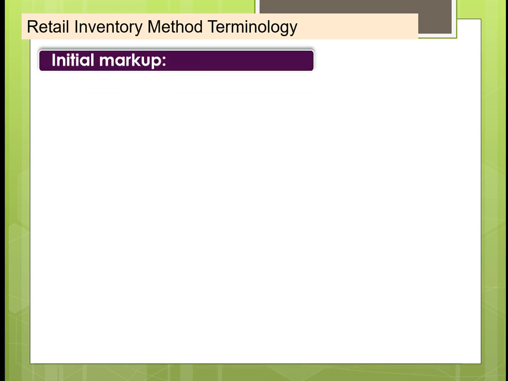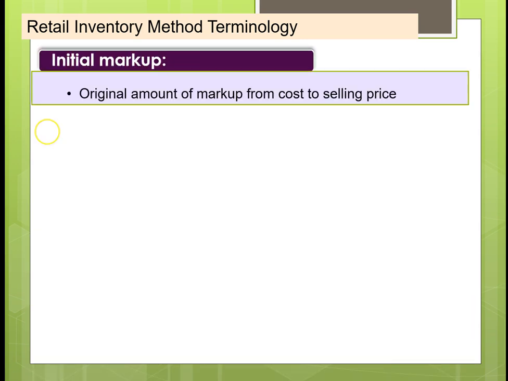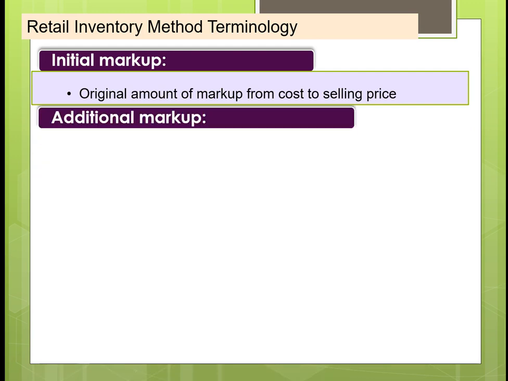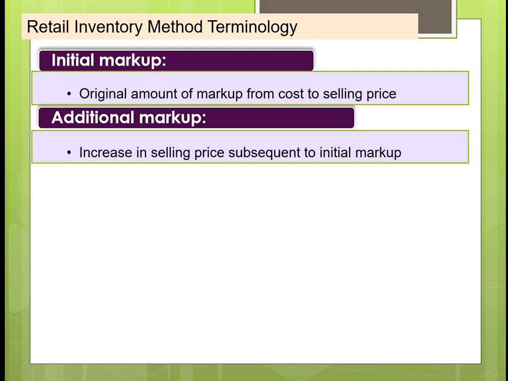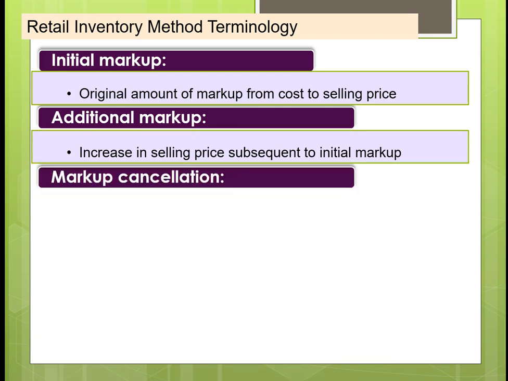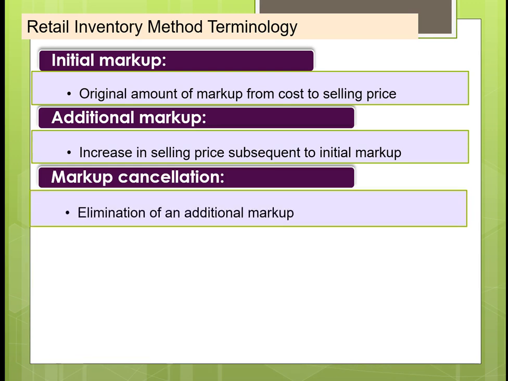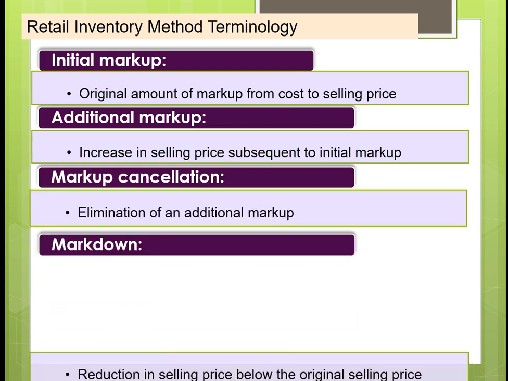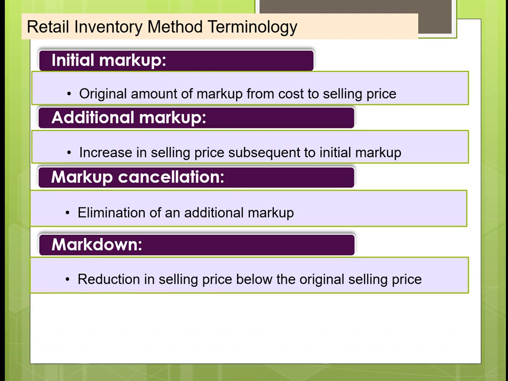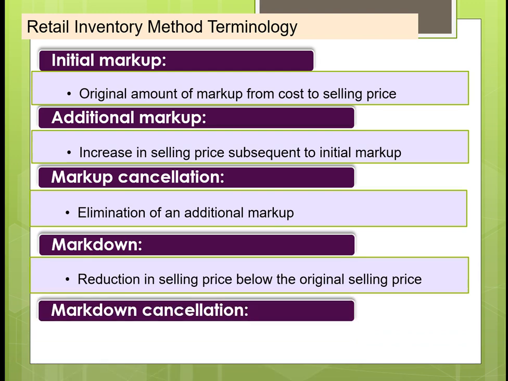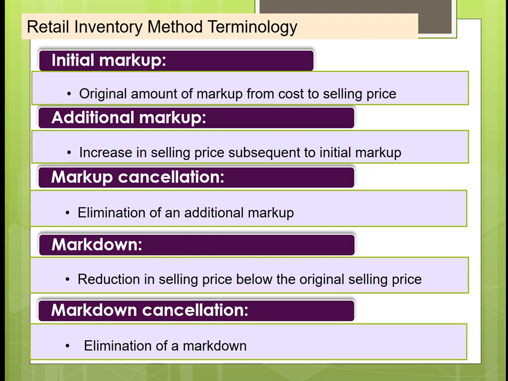Now, the retail inventory methodology, some of the terms. We have initial markups, which is the original amount over the cost of the selling price. We have additional markups that are increases in selling price subsequent to initial markup. Then we have markup cancellations, elimination of an additional markup. We have markdowns, reduction in selling price below the original selling price. And then markdown cancellations, elimination of a markdown. These are just some terms they throw around, but you need to know where you put them when you do the calculation.